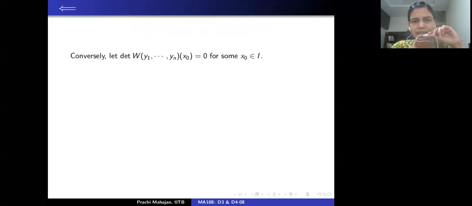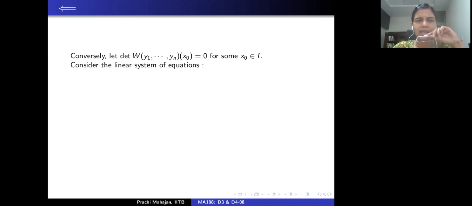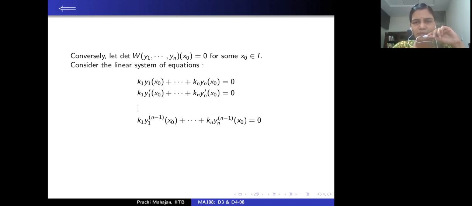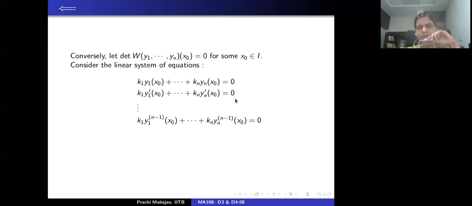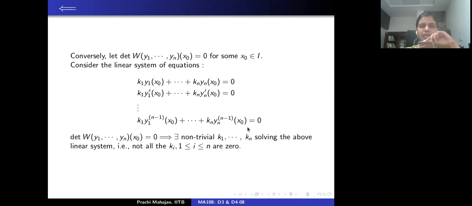So suppose that the Wronskian of y1, y2, ..., yn at some point x0 of the interval I is zero. Now, let's consider the linear system of equations. Let's just write that down: k1 y1(x0) plus ... plus kn yn(x0) equals 0; k1 times the first derivative of y1 evaluated at x0 plus ... plus kn times the first derivative of yn evaluated at x0 equals 0; and k1 times the n minus 1 derivative of y1 evaluated at x0 plus ... plus kn times the n minus 1 derivative of yn evaluated at x0 equals 0.